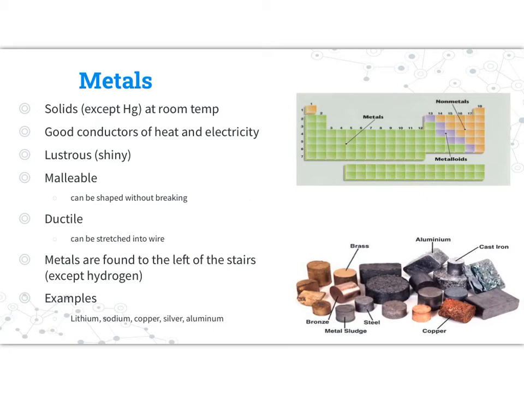All metals are good conductors of heat and electricity. Some are better than others, but in general, they will all conduct. They are lustrous, which means they are shiny. They are malleable, which means they can be shaped without breaking. So if you hit a metal, it's not going to shatter into a bunch of pieces. It will bend. Metals are ductile, which means they can be stretched into wire.